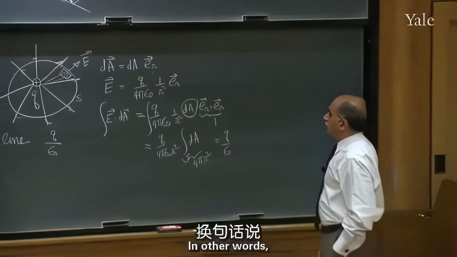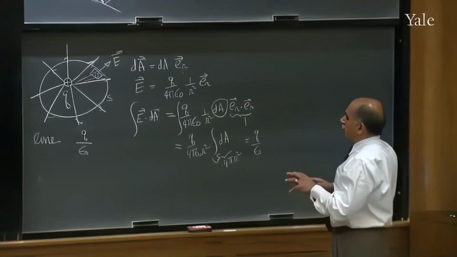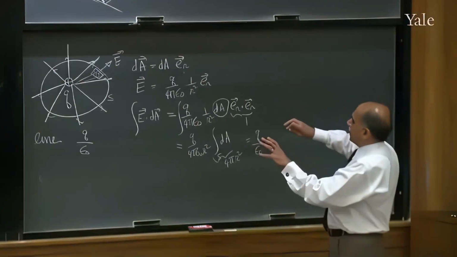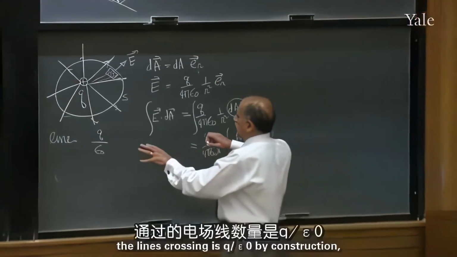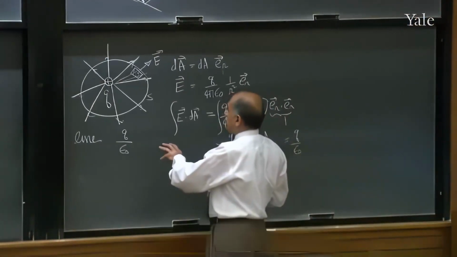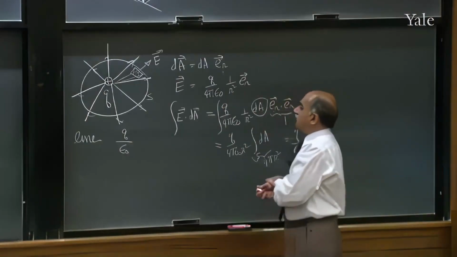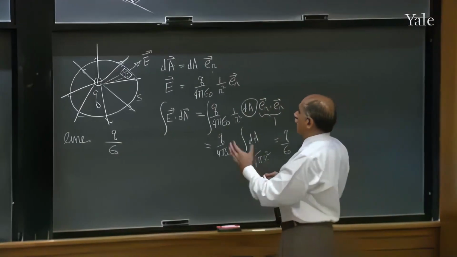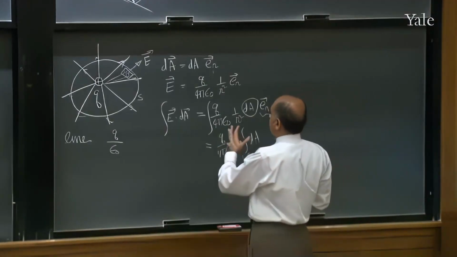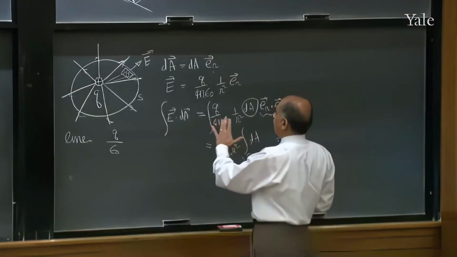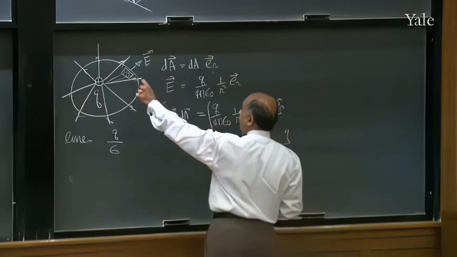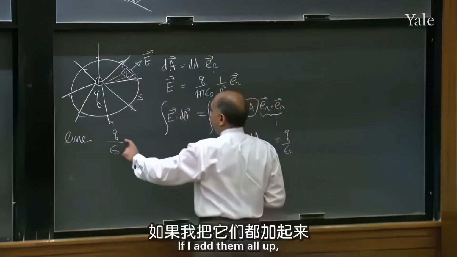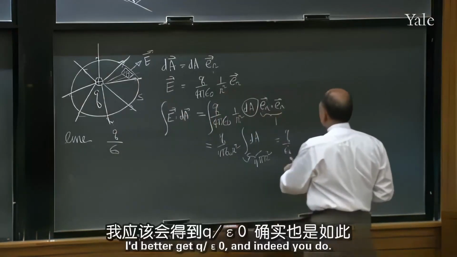In other words, either you can draw the picture and it's immediately obvious to you the lines crossing it is Q over epsilon 0 by construction, or you can remember, hey, the electric field is a direct measure of the number of lines per unit area. The electric field times area times the cosine of the angle between the area and the electric field will count the lines going through a tiny area. If I add them all up, I better get Q over epsilon 0, and indeed you do.